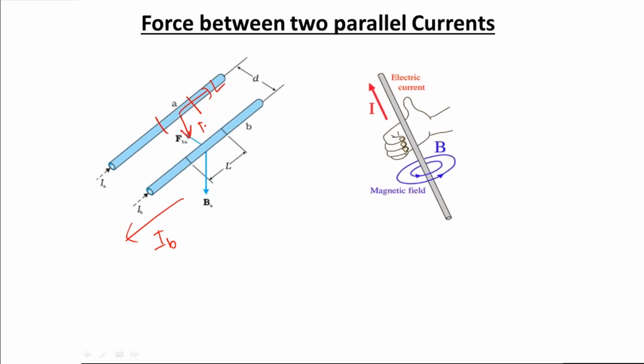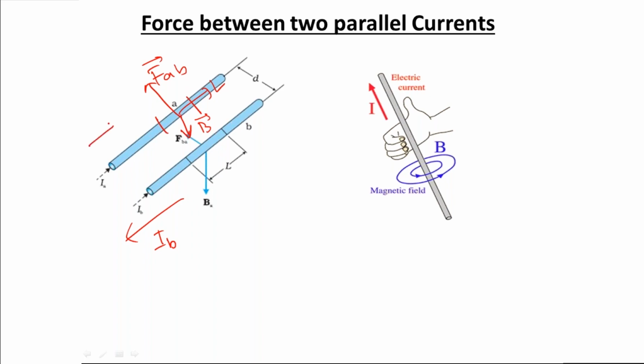So if the current is I, this is L and this is B. What will happen is the force will be in this way. Now the force on A due to B is in this direction.